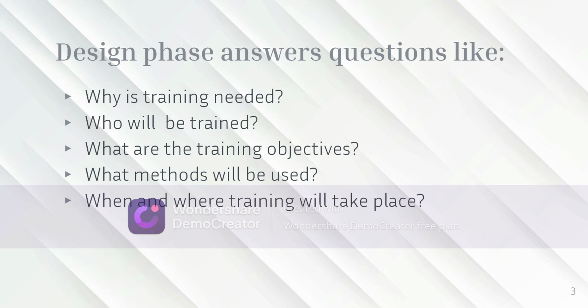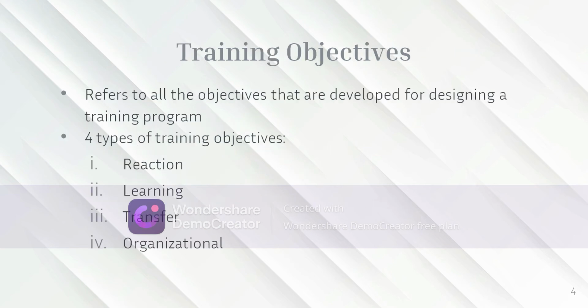Now talking about the training objectives. The term training objectives refers to all the objectives that are developed for the training program. There are generally 4 types of training objectives. The first one is reaction, the second is learning, third is transfer, and fourth is organizational outcome. Now I'll be explaining each of them one by one.